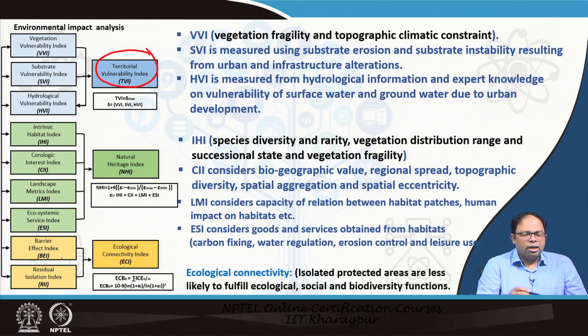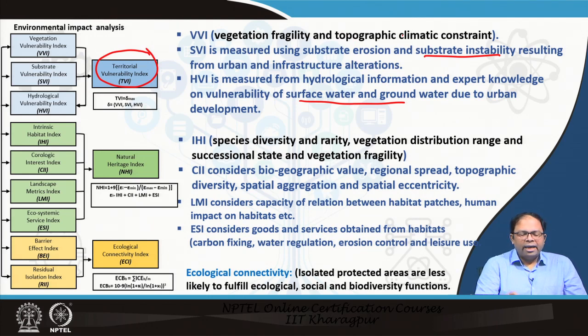Now, just to elaborate on this, VVI is basically vegetation, and depends on vegetation fragility and topographic and climatic constraints. SVI relates to erosion and substrate instability resulting from urban and infrastructure alterations. HVI is measured from hydrological information and expert knowledge on the vulnerability of surface water and groundwater. So this is water related, this is erosion related, and this is vegetation related. These are the three impacts that human beings can cause.